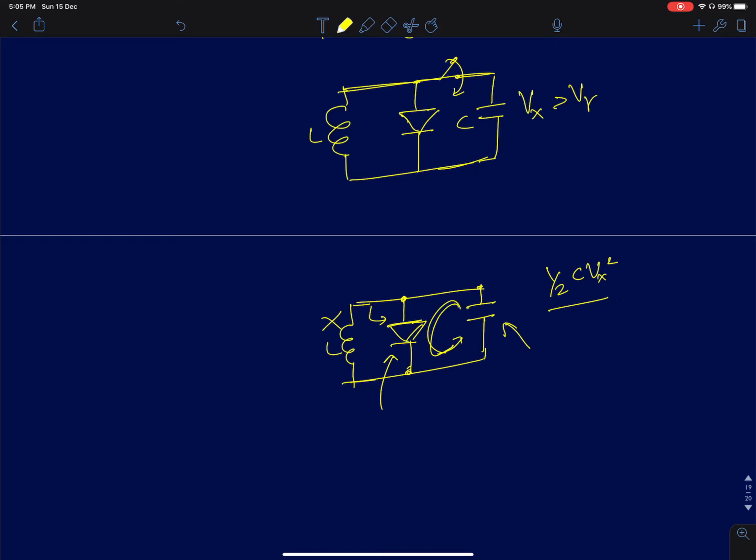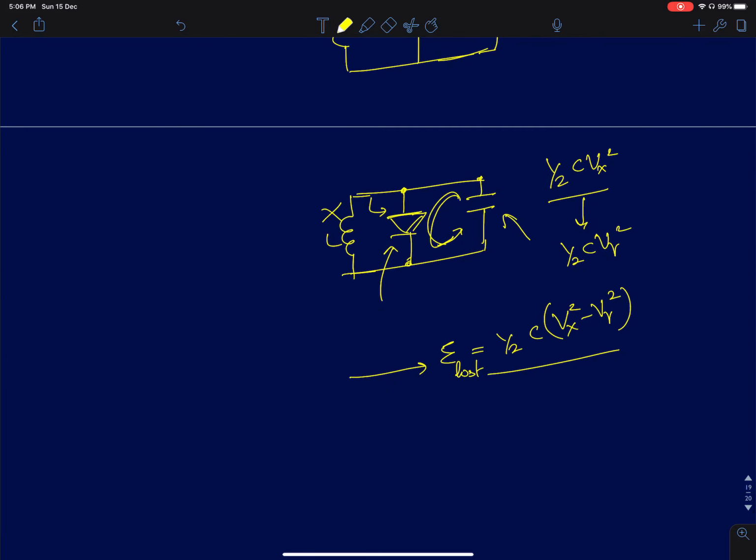So instantly, the energy across the capacitor would come to half C V gamma square. So this energy, half C into Vx square minus V gamma square, is actually lost across the diode. You can very easily show that mathematically. You can assume the diode having a finite resistance and in the limit the diode resistance tending to 0, you can very easily show that the total energy lost is this.